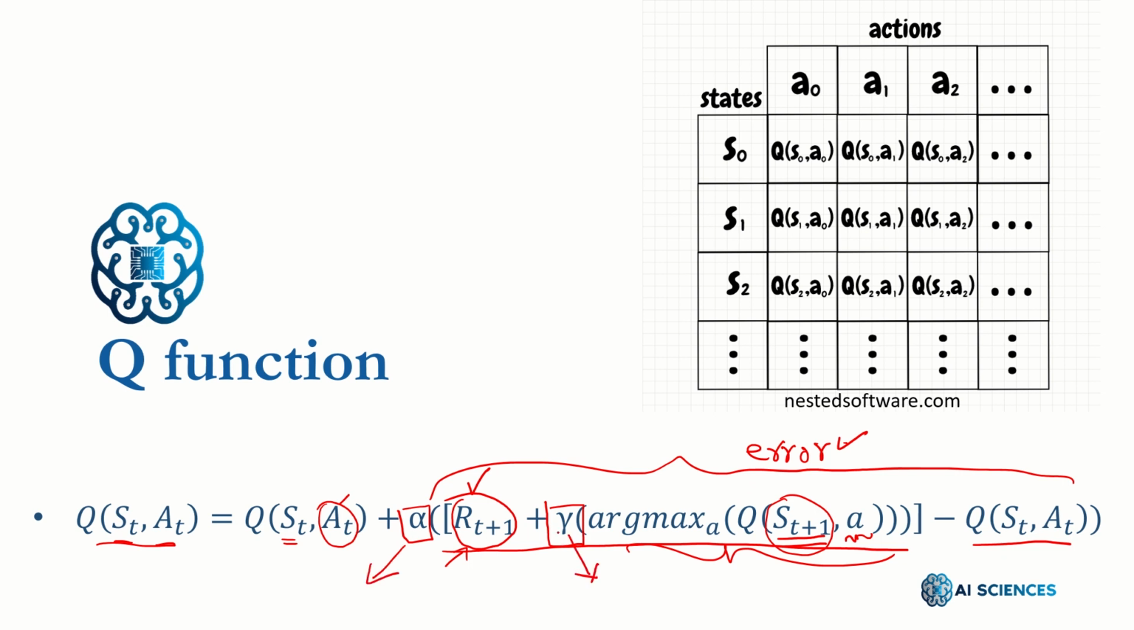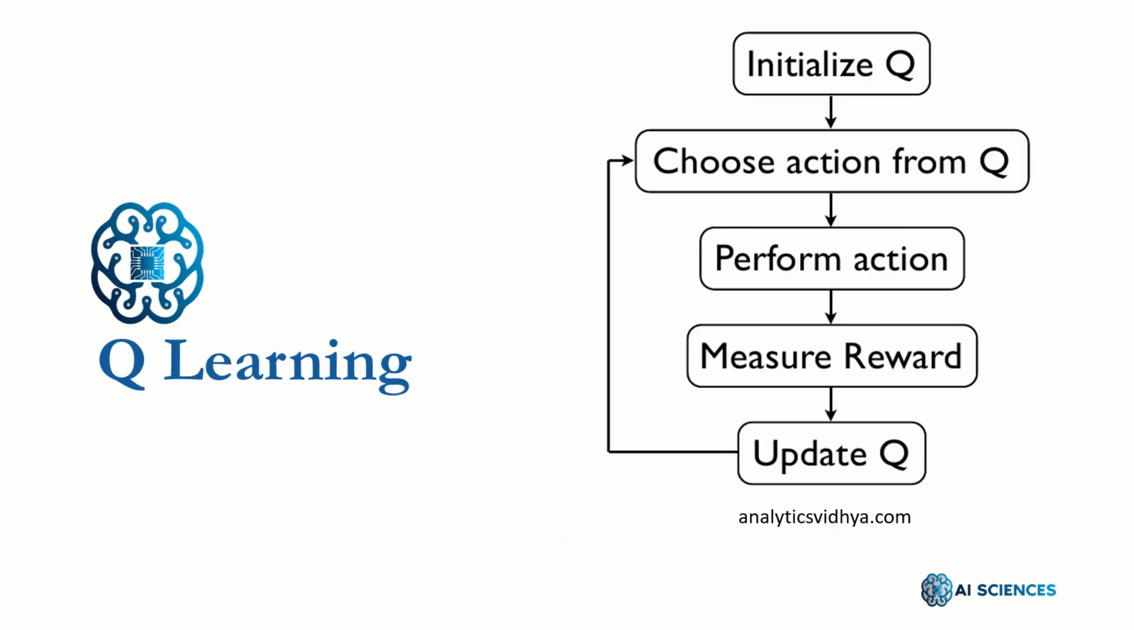This discount factor is also a hyperparameter and needs to be set, and this argmax is required for learning the optimal policy, and that's the incremental update that is there. Let's now see what Q learning is in a very high level view.